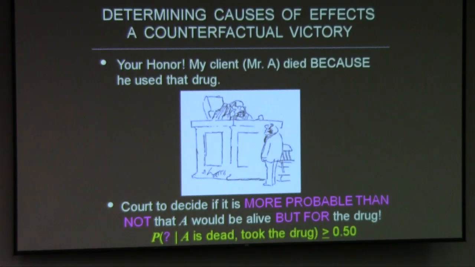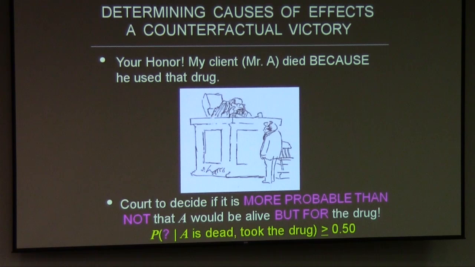Now, what do you put in here? Well, A is dead, he took a drug, and we want the probability to be greater than 50%, but what do you put here? You cannot put there that he is alive, because he's actually dead. So what do we put here? You have to put in the counterfactual. Are we scared of counterfactuals? High school algebra, solving equations. So we shouldn't get scared. Okay, now that we're not scared, we go to the solution.